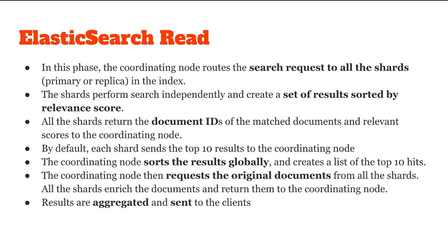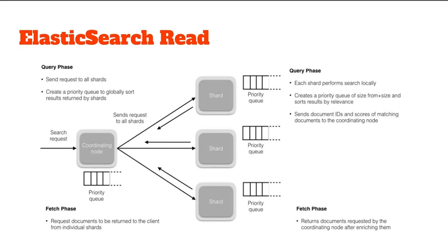So when the coordinating node has all the results, the top 10 most relevant results across all the shards, then the results are aggregated in a single list and sent back to the client. And this is essentially how a client's read requests or search requests are served. The same can be seen by means of a diagram right here.